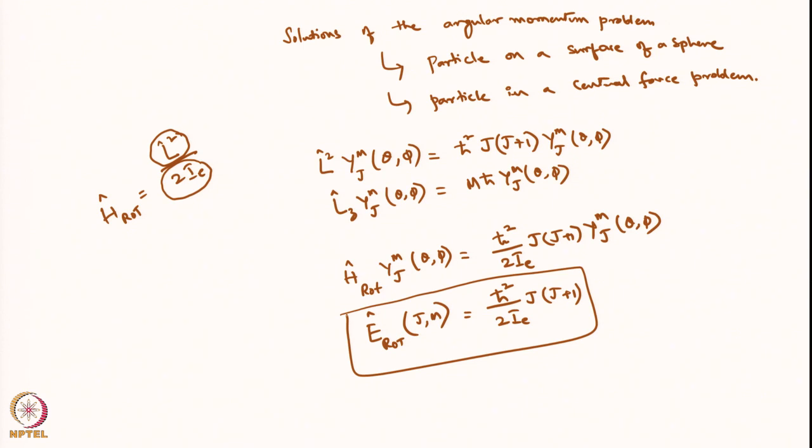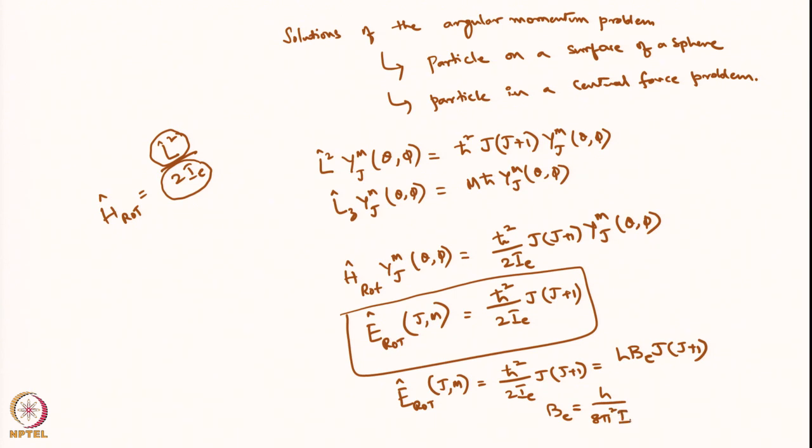This E rotation is sometimes also written as E rotation jm equal to h bar square by 2I_e j into j plus 1, or equal to h times B j into j plus 1, where B is given by h by 8 pi square I_e, and this is called the rotational constant. So now we know the wave functions and we know the energies.